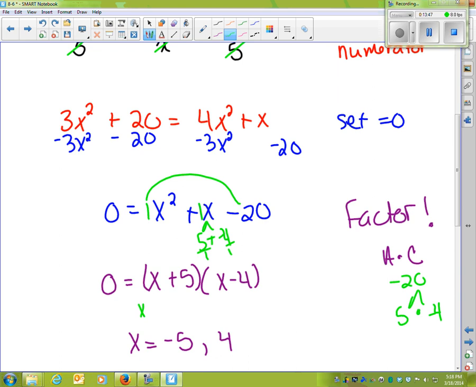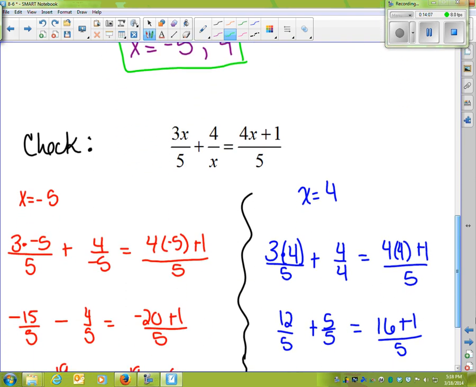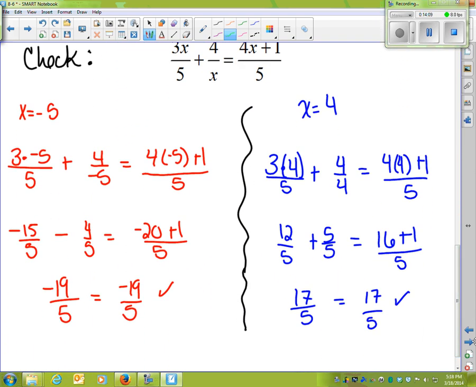Set each one equal to 0, giving me that x is equal to negative 5. Add the 4 over, and it gives me x is equal to 4. I then went back to the original problem to check my answer. And I'll show you that check here. You can go and walk yourself through it if you'd like to. But my final answer, x equals negative 5 and x equals positive 4.